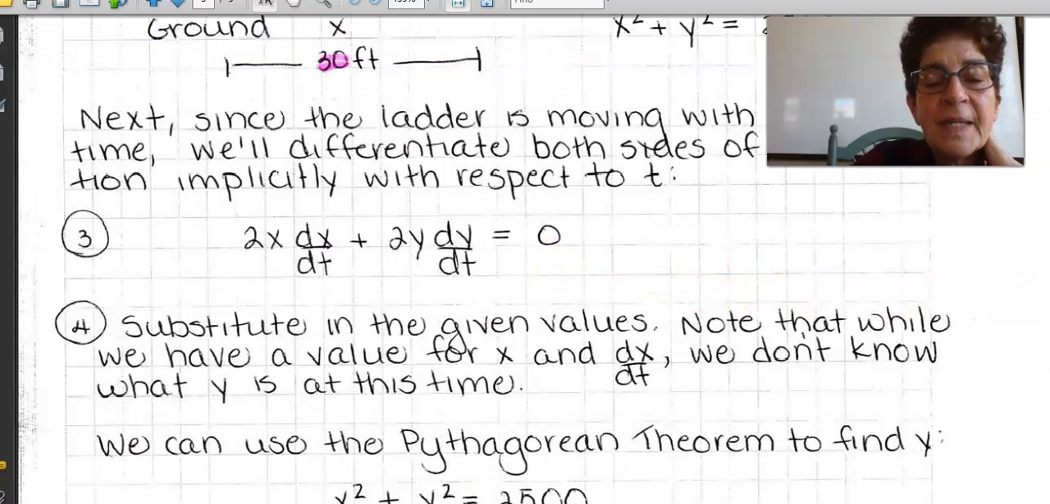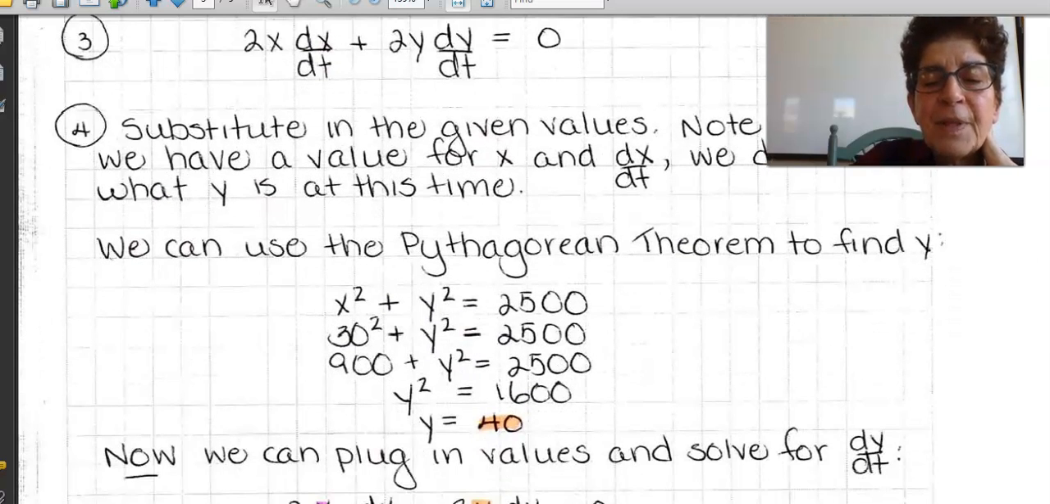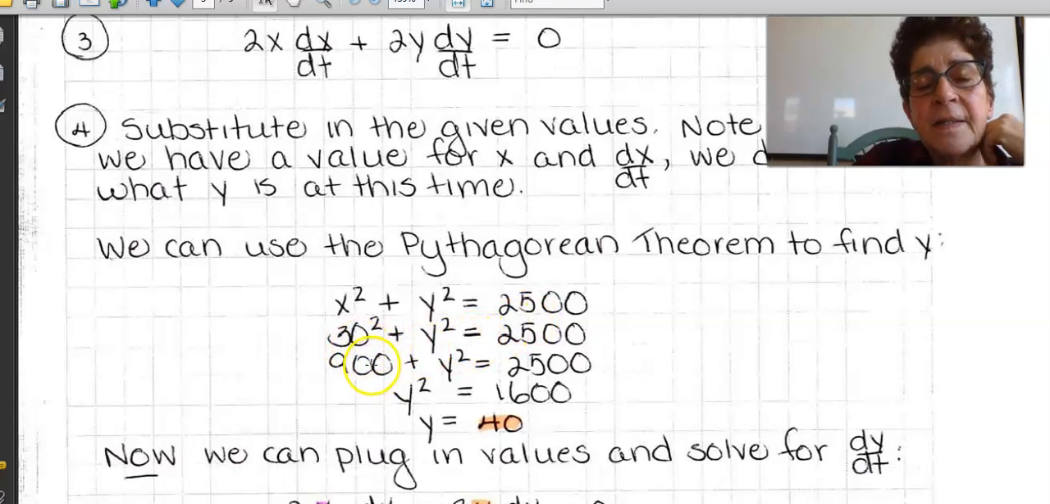So how would I be able to get a y value? Well, I can go back to the Pythagorean theorem and plug in the x value they gave me. Okay, so I'm plugging in 30 for x, and I'm going to solve for y. You can see this gives me a 900 when I square it, and then when I subtract it from both sides, I get y squared is 1600, and y is the positive square root of that, 40. So when that ladder is 30 feet away from the base of the building, the top of the ladder is 40 feet above the ground.